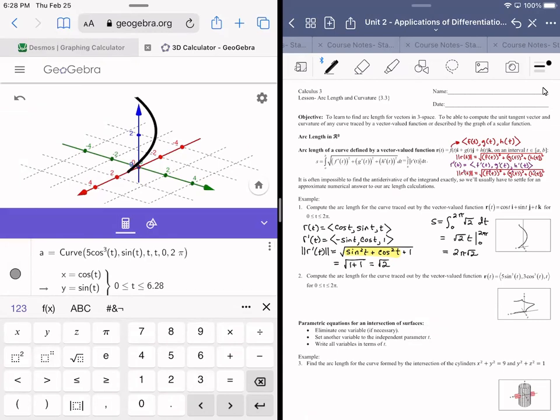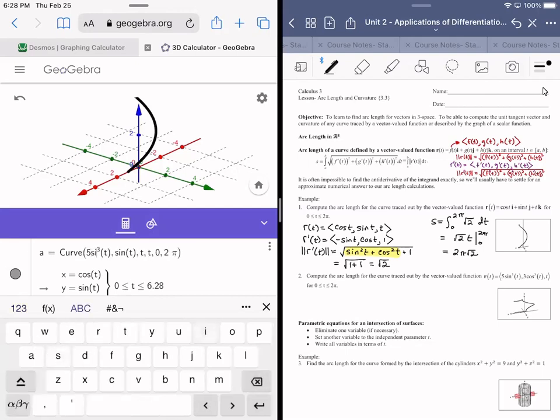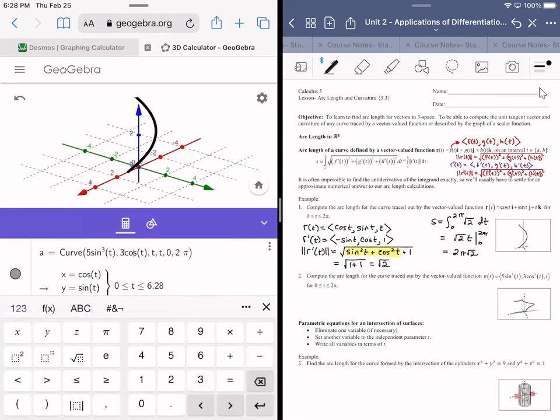Then 3 cosine. Oh, you see, I already got it backwards. So this one is going to be sine. This one's cosine. So 3 cosine cubed is what I meant to say. We still got the t there. It's still going over the interval of 0 to 2 pi, so that's good. I'll lock this in if it'll let me.